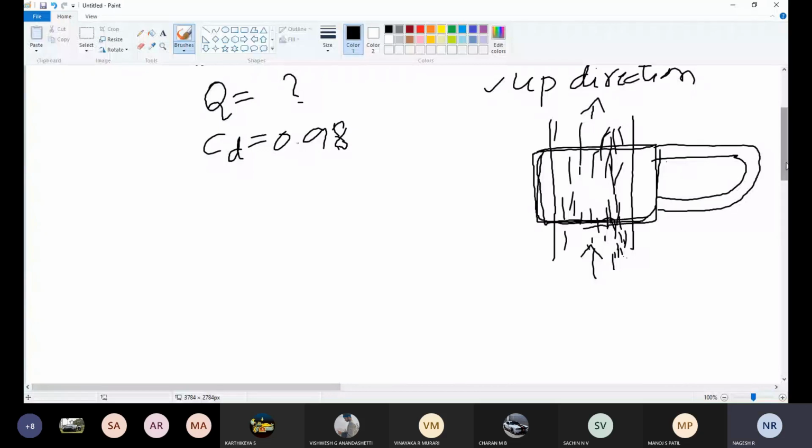Still, how many of you are having doubts on how to take the formula for H? Can you raise your hands? 1, 2, 3, 4.